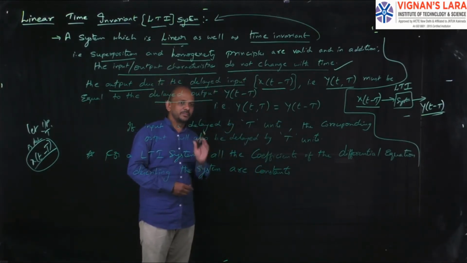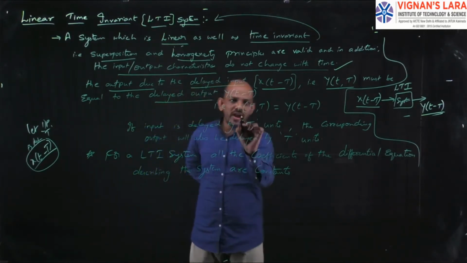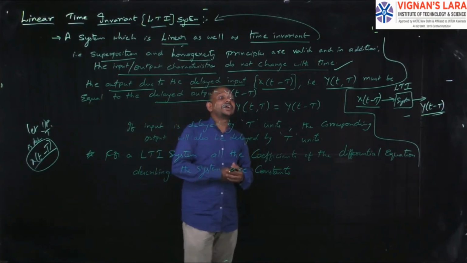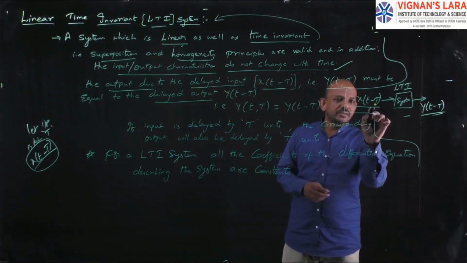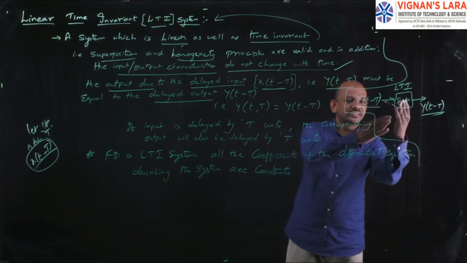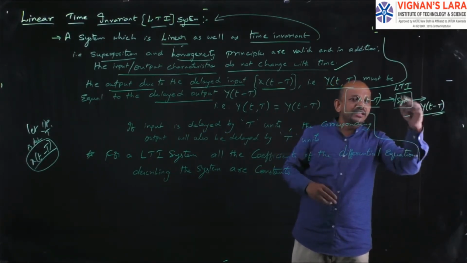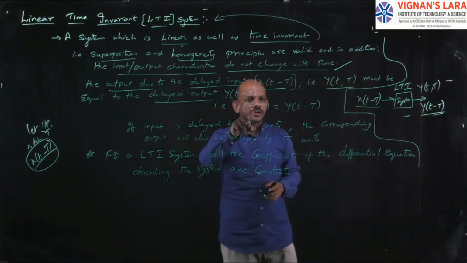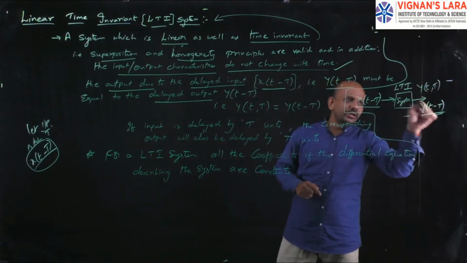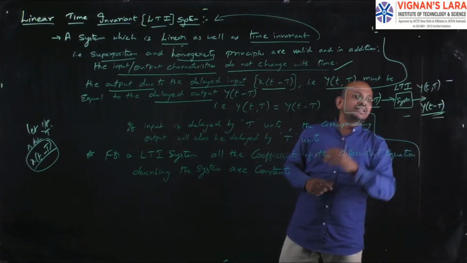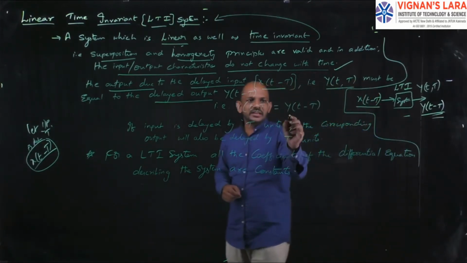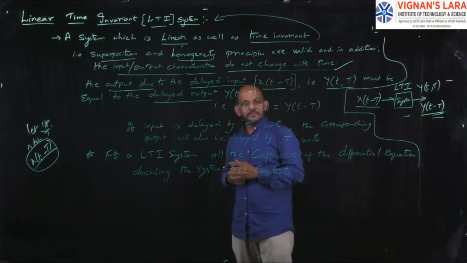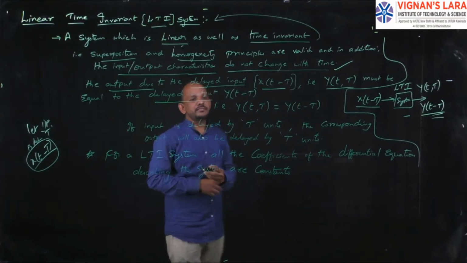Simple. So here I am considering y of small t comma capital T as the output due to the delayed input. That is, the input is delayed by capital T seconds and this is given as input to a system and it is producing some output. I am taking that output as y of small t comma capital T. If that output is equal to the delayed output, that is y of t minus capital T, then I can say this system is a linear time invariant system.